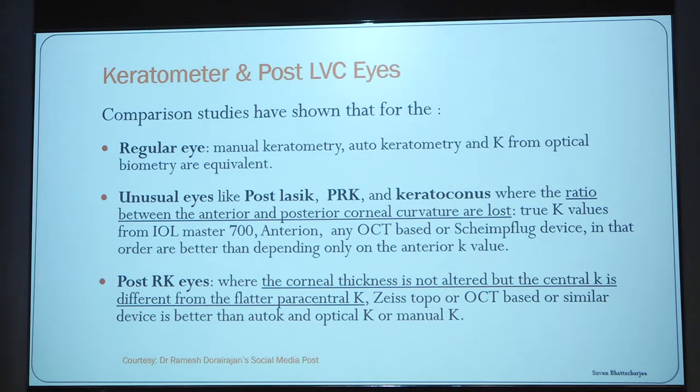priority. And if it's a post-RK, where the corneal thickness is not altered, but the central K is different from the flatter paracentral K, it's Zeiss topo or OCT-based, and then auto K, optical K, and manual K in that order. So you should know where you stand vis-a-vis your keratometer readings.